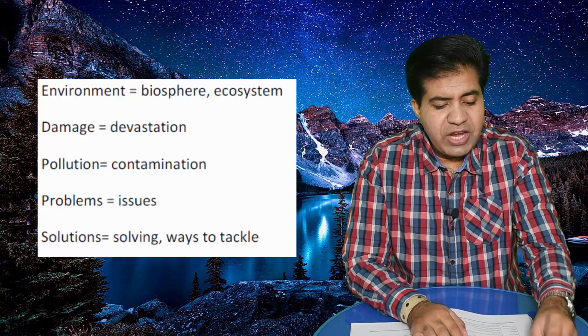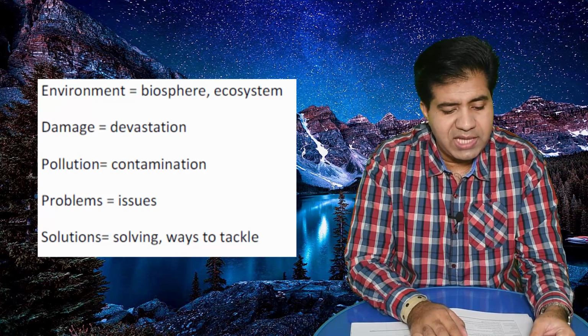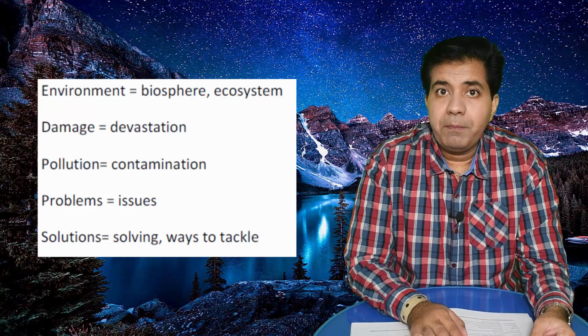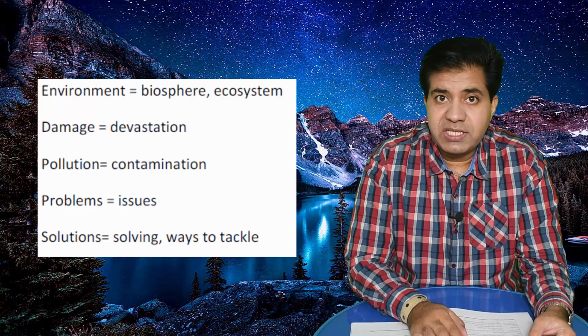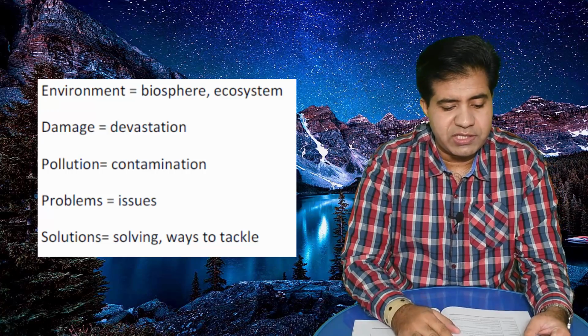The last topic is very important, and that is environment. And usually there are essays on environment. That's why I watch this video up to the end. Rephrasing some common topic words. Environment can also be called biosphere. Biosphere. Ecosystem. For environment you can use the words like biosphere or ecosystem.